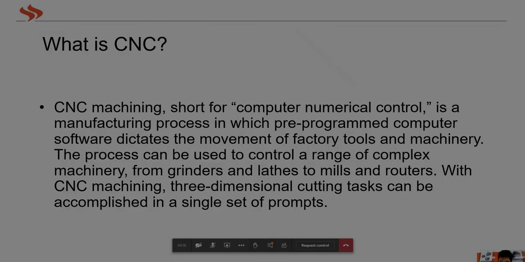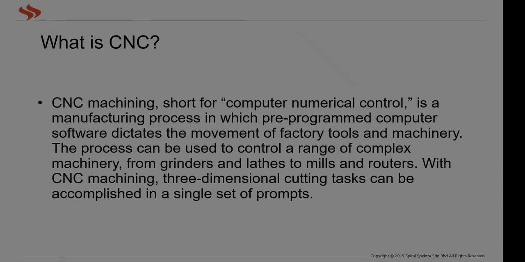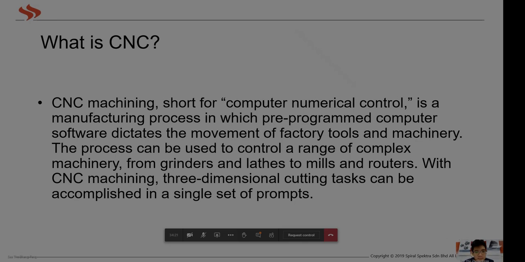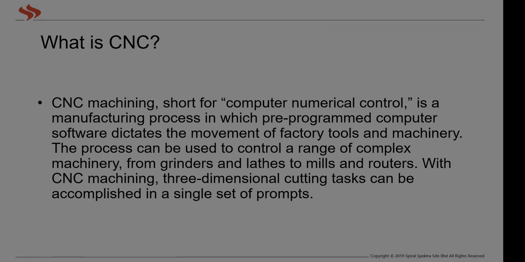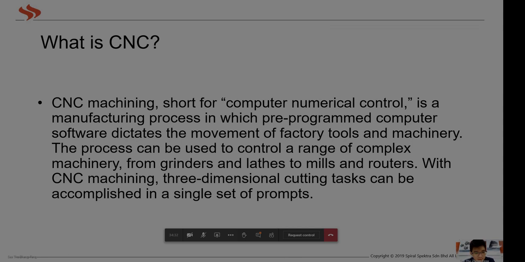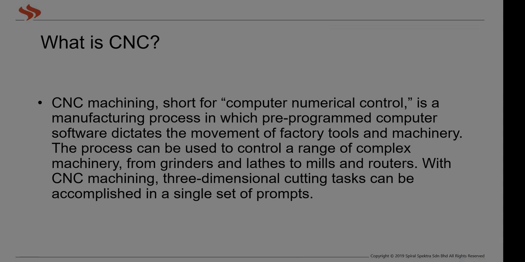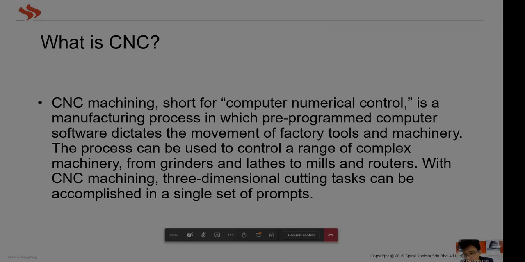So CNC is basically machining, short for computer numerical control, which is a manufacturing process in which pre-programmed computer software dictates the movement of factory tools and machinery. This process can be used to control a range of complex machinery from grinders and lathes to mills and routers. With CNC machining, three-dimensional cutting tasks can be accomplished with a single set of prompts. Basically it means that whatever you program in the computer, once you set it into the proper format, you just send it into the proper machine, and it will run on its own based on its positioning coordinates. That's CNC.